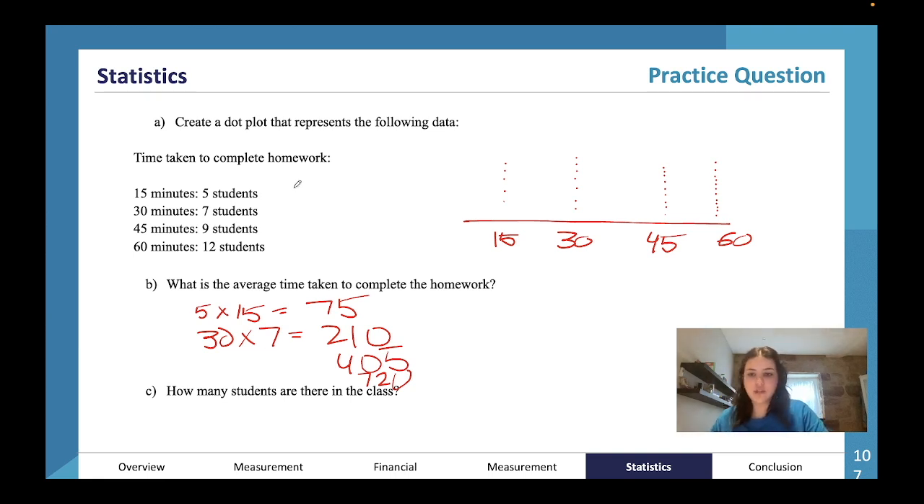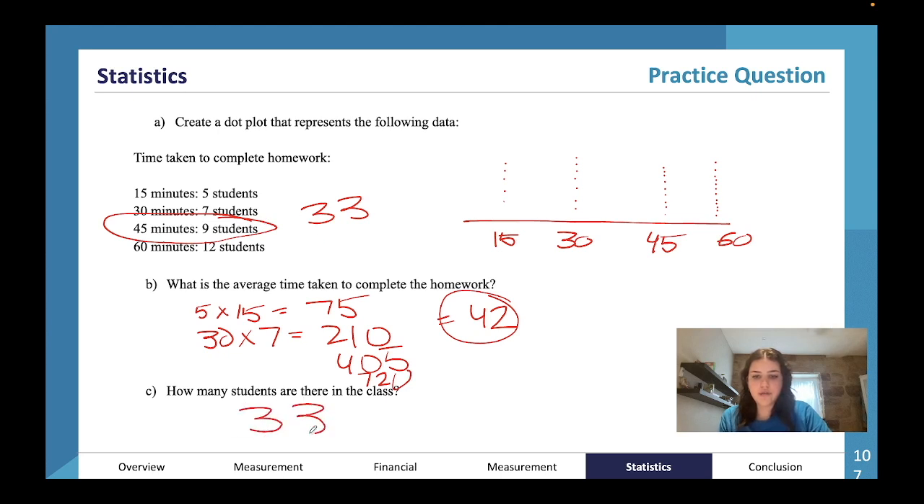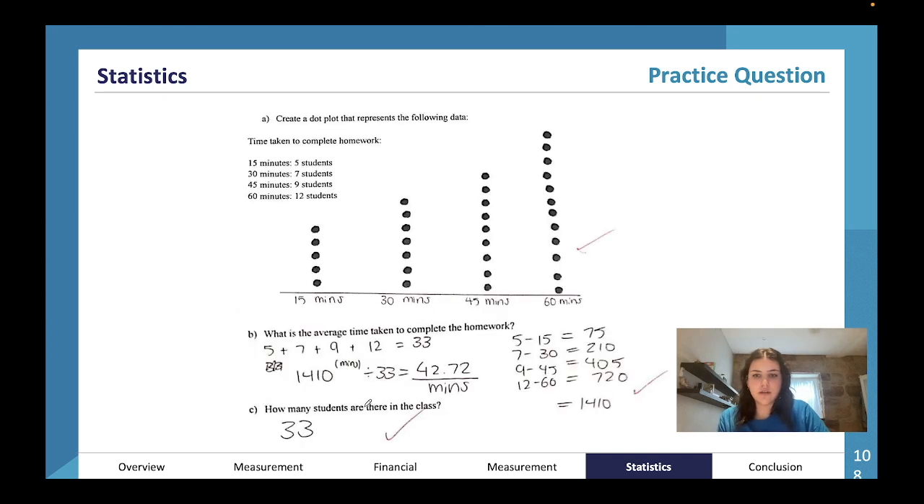What we're going to do is, how many students do we have? 5 plus 7 plus 9 plus 12. We have 33 students. We're going to divide our number of minutes by our number of students, which gives me 42 minutes. So we could say our average amount of time taken is 42 minutes, which would put us closest to the 9 students who take 45. We've also already worked out that there are 33 students in the class. We can also see that it's 42.72 minutes. And that's a much, much nicer dot plot that I've drawn for you there.